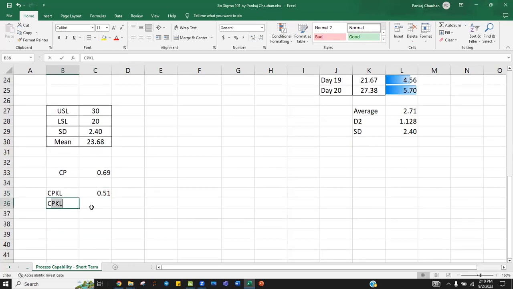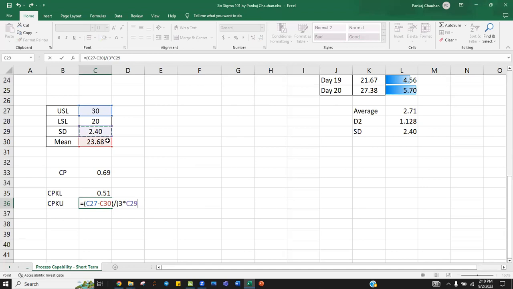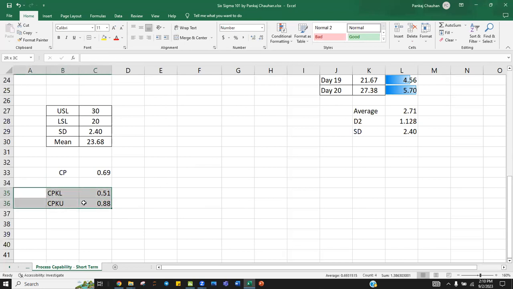CPK-U is equal to USL minus mean divided by 3 times the standard deviation, which is 0.87. Whichever side the capability is low, the chances of defect on that side are high. And the minimum value of CPK-U and CPK-L is your final CPK.